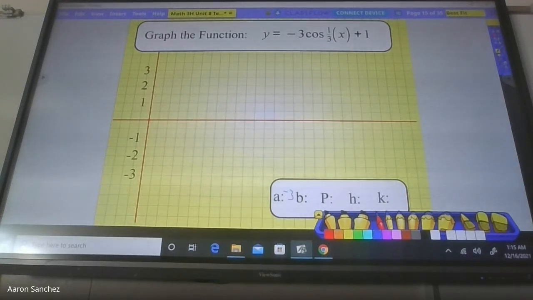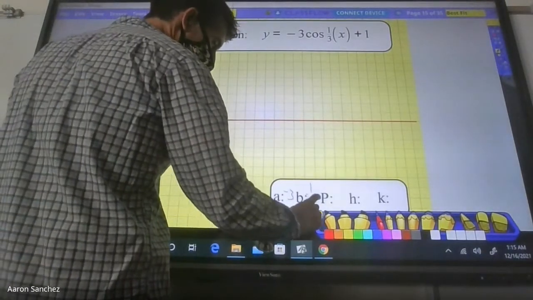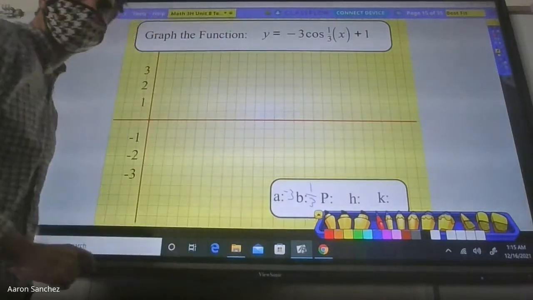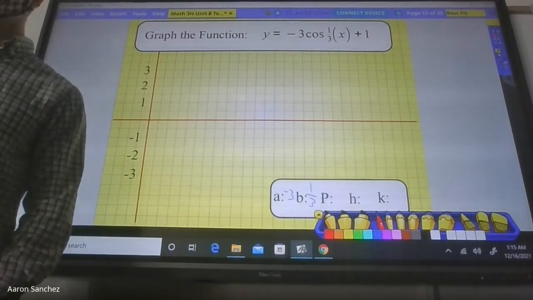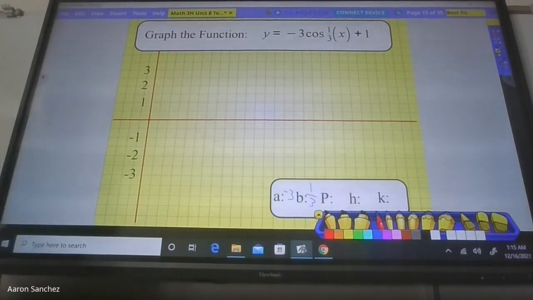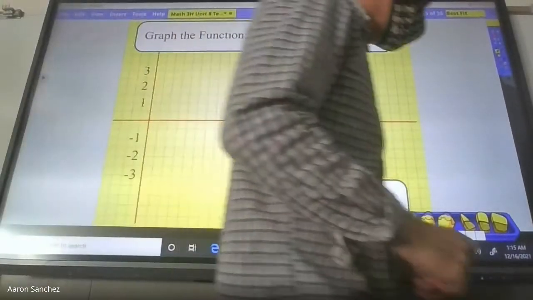Okay. What is the B? Class, what's the B? 1/3. 1/3. Okay, now here's the $1 million question. What's the P? This is 6 pi. Raise your hand if you understand. Who needs an explanation for 6 pi?